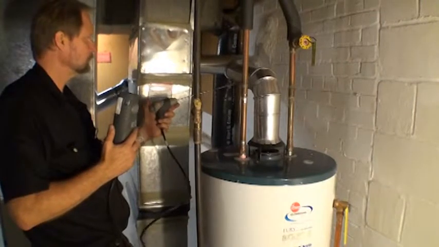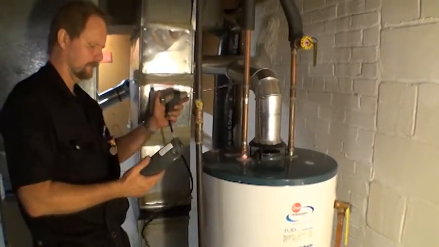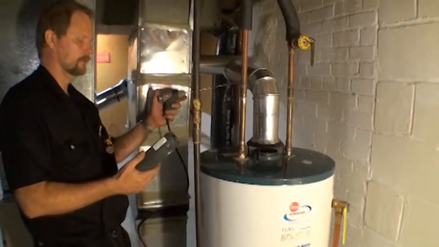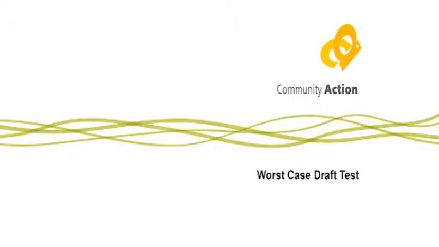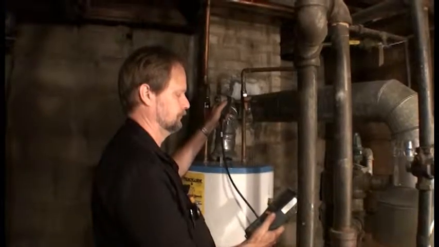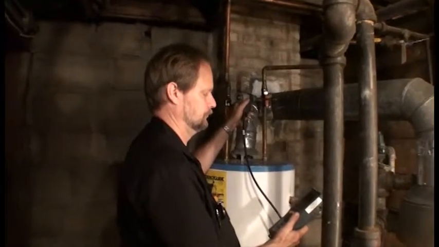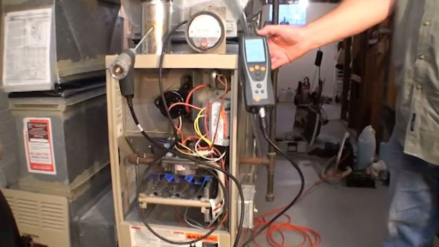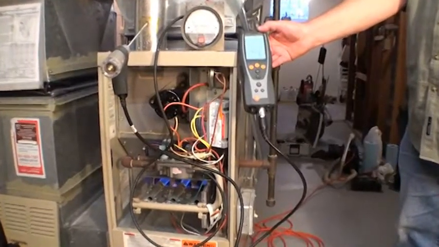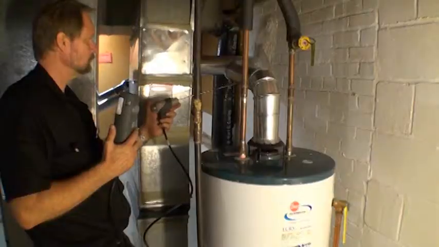Perform the natural draft test on the furnace and water heater by inserting a pressure gauge into the test holes. Perform a worst-case draft test. All atmospheric combustion appliances used to heat the dwelling, boilers, furnaces, and space heaters, or to provide domestic hot water must pass a worst-case draft test. Any negative draft on the mechanical system or water heater is acceptable.